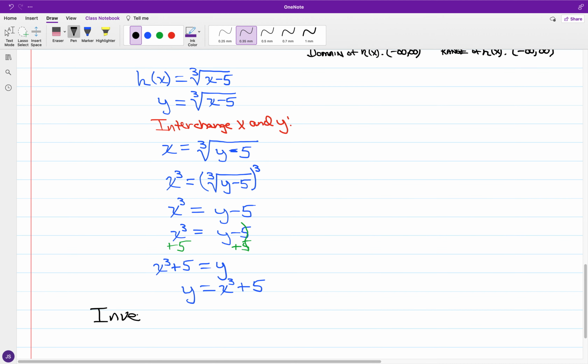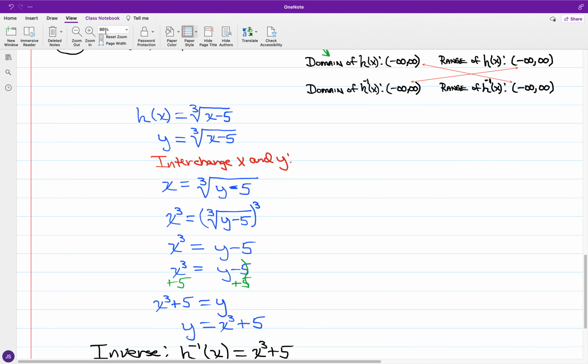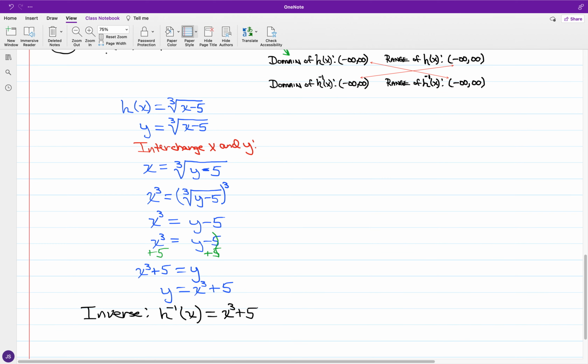So for the explicit, we'll have for the inverse, this y is going to be referring to the inverse of h of x is equal to x cubed plus 5. So both the radical function and its inverse, where in essence y is equal to x cubed plus 5, again, all the domains and the ranges will consist of all real numbers.